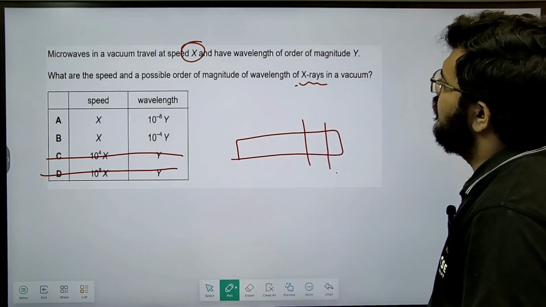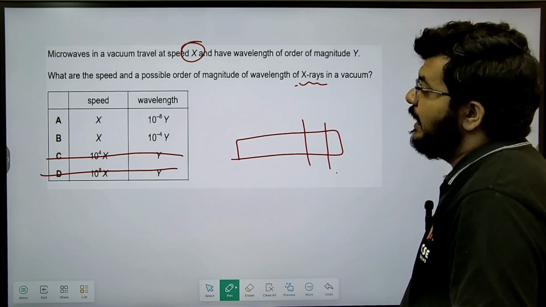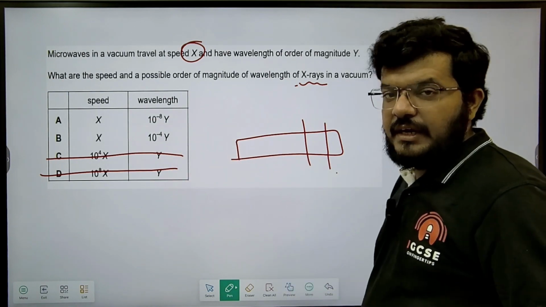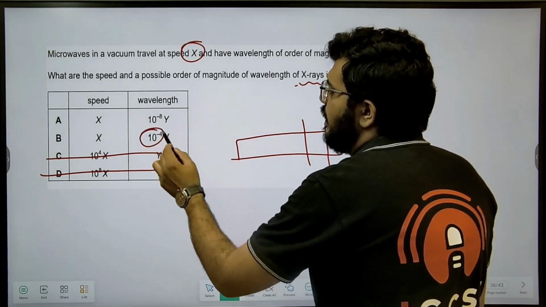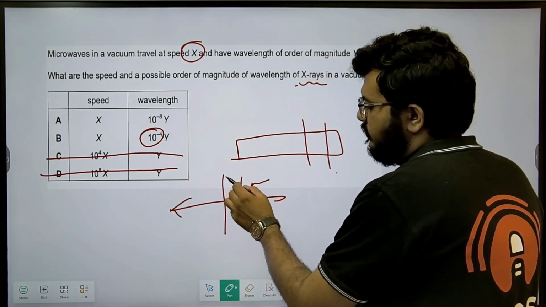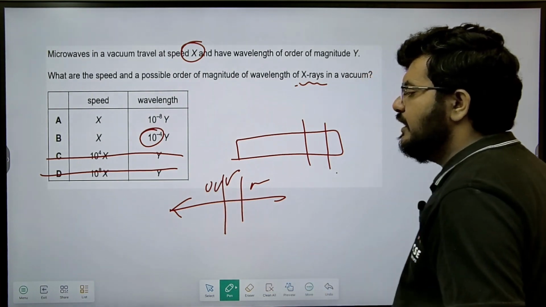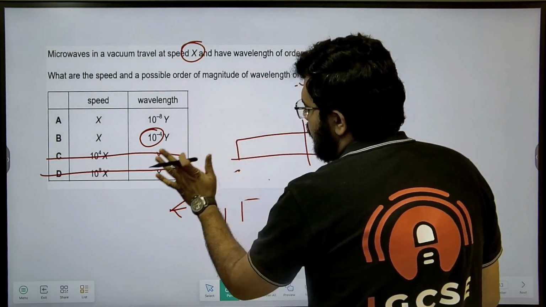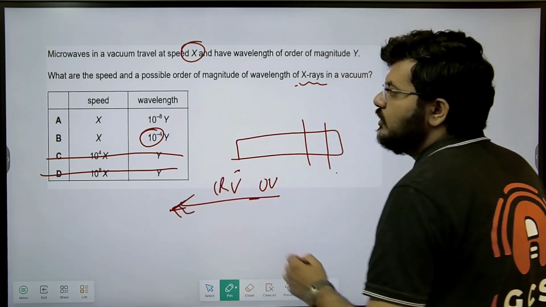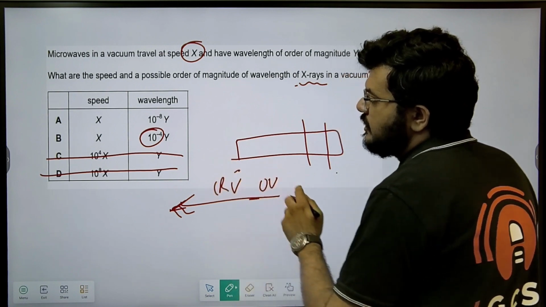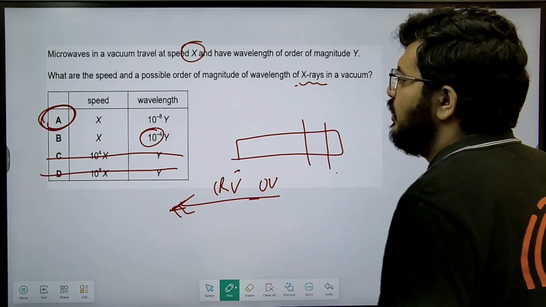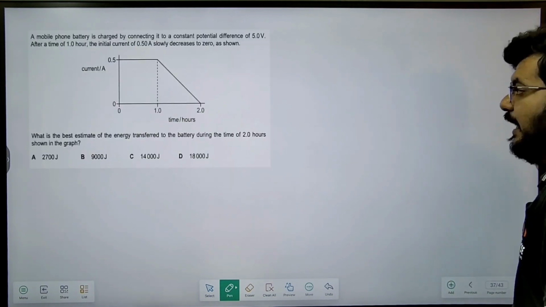And the wavelength of magnitude y. Now the wavelength of X-rays is much smaller, right? And it is not just 10 to the power minus 4. It is much smaller. There is infrared, there is visible light, there is ultraviolet, and beyond that you need to go, right? 10 to the power minus 8. So I believe A should be your answer. The wavelength should be in the order of 10 to the power minus 8 of the y.